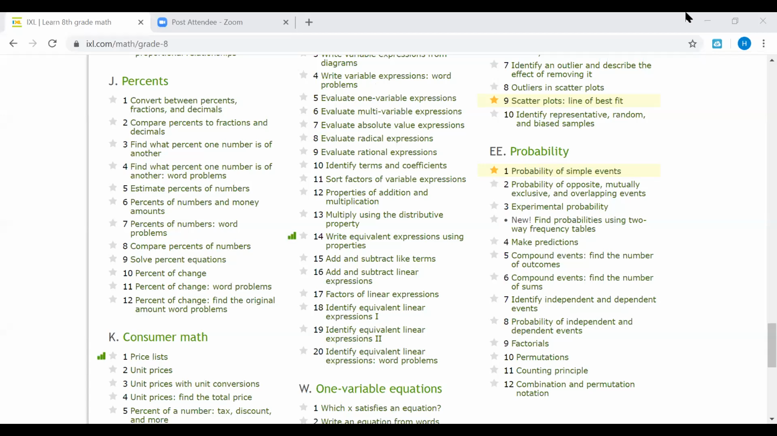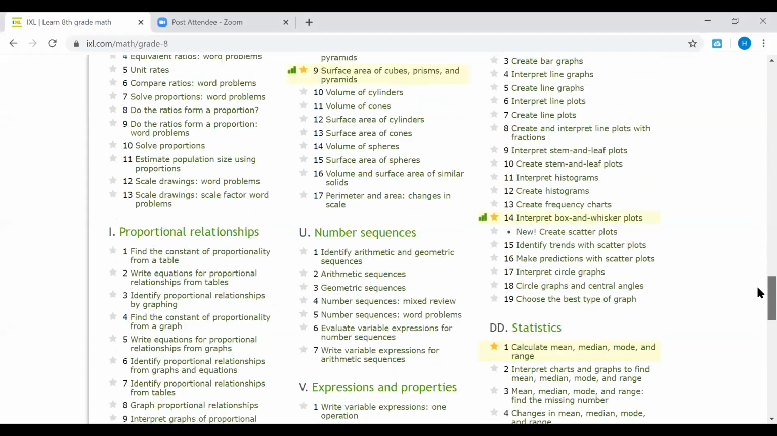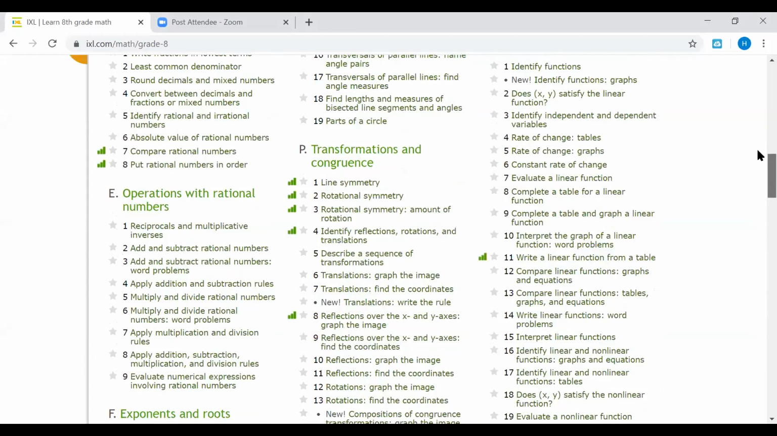When you're done watching this clip, I'd like you to practice today on iExcel. And if you look at your learning plan, that will also let you know what you need to do. I'm going to ask you to practice on probability of simple events under EE probability. And of course, you can go in other sections too if you would like to.